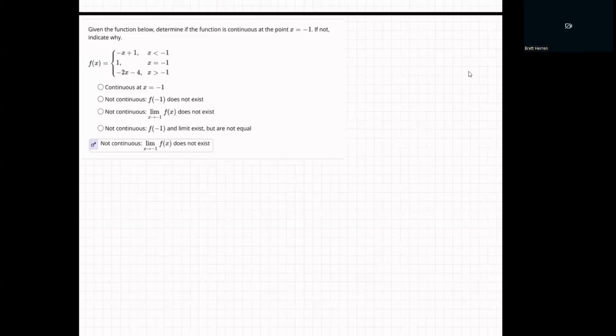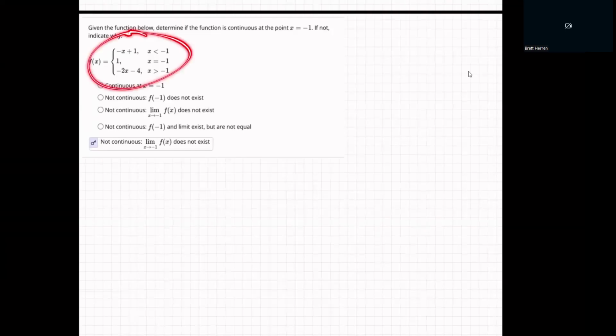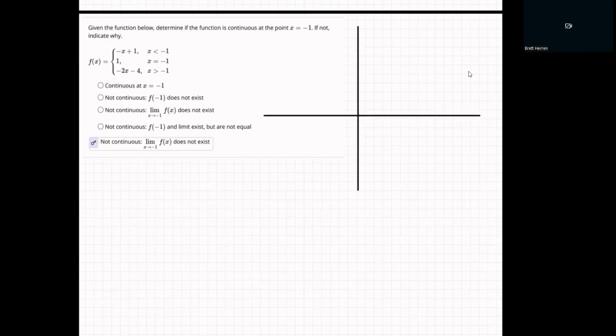Okay, so on this example, they're giving us the piecewise functions in three different pieces, and they're asking us all about continuity. Best thing to do is to graph. I don't mean graph the whole thing all perfect and everything. I just mean get a general idea what's going on here.